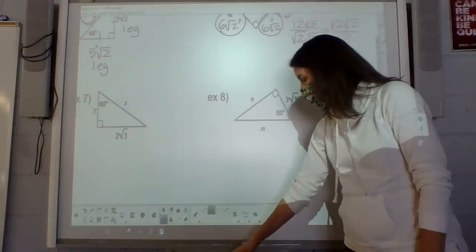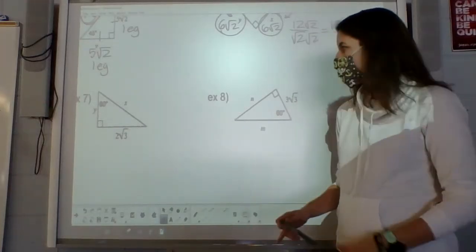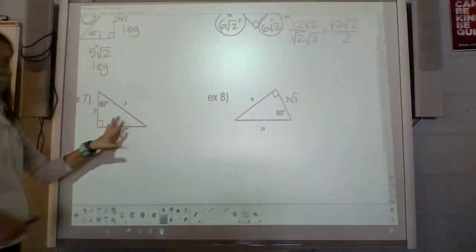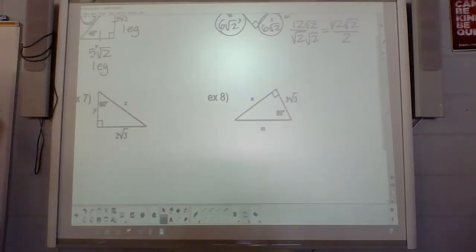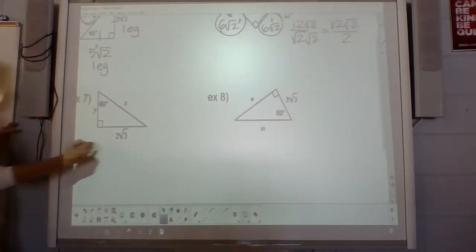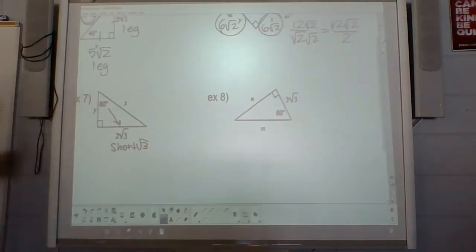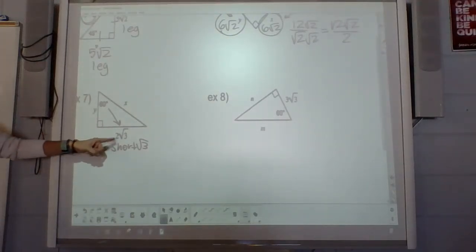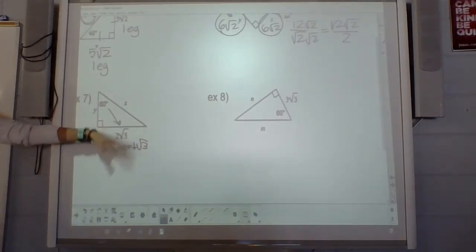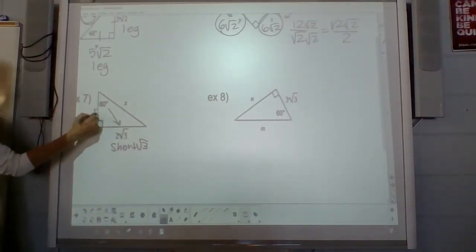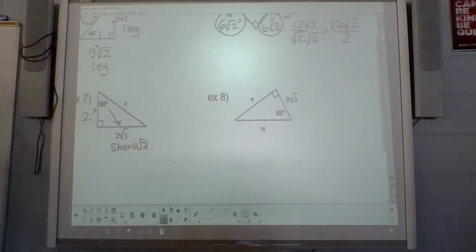So in number 7, which side have they given us? What's 2 square roots of 3? Which side is that? The middle. So this is the short times the square root of 3 because it's across from the 60-degree angle. So if this is the short times the square root of 3, what do we know? Yeah, the short is just going to be 2, because it's short times the square root of 3. Take the square root of 3 out of it. So that just means the y, or the short, is just going to be 2.